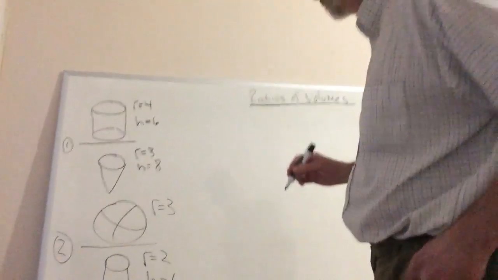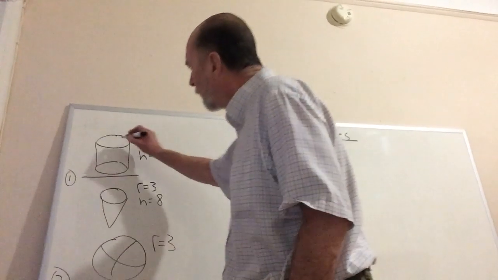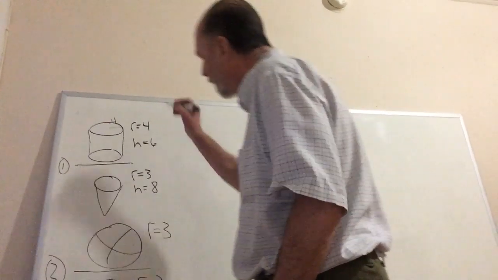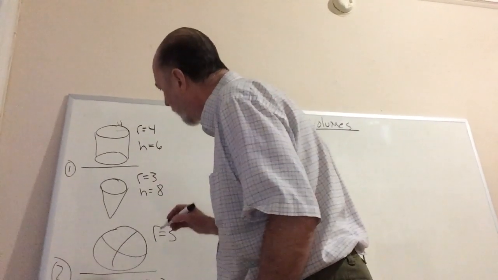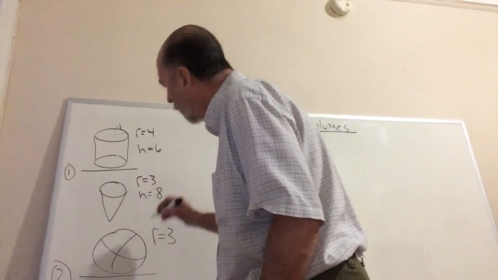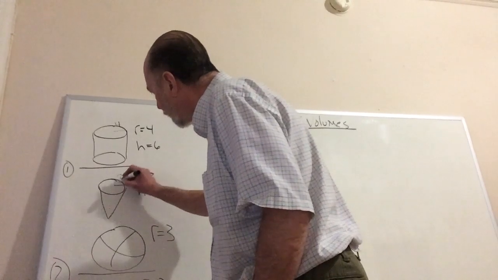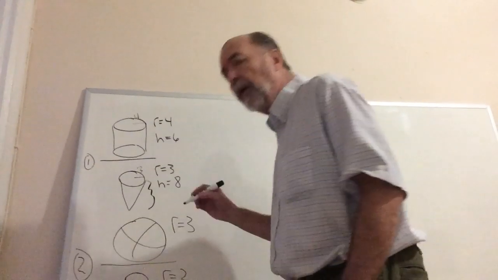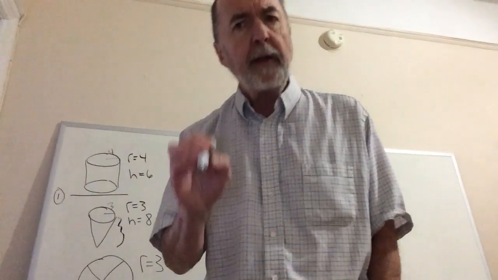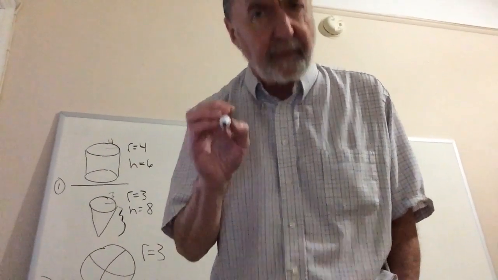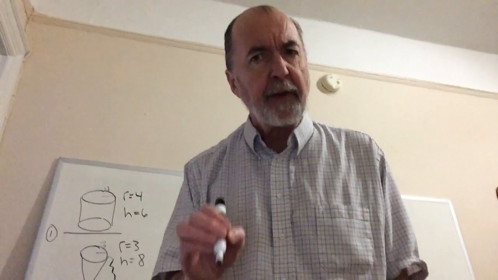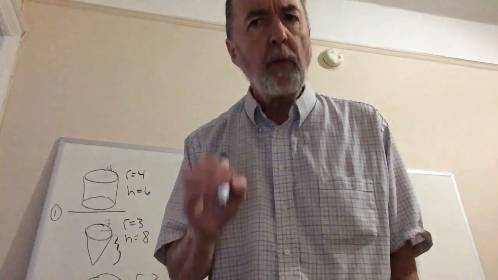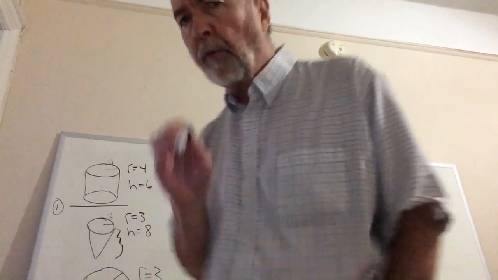In problem number 1, they're telling you that the radius is 4 and the height is 6 of the cylinder, and of the cone, they're telling you that the radius is 3 and the height is 8. Watch out for diameter and radius. If they give you the diameter as data, you have to take half of it, because the formulas don't work for diameter. They only work for radius.